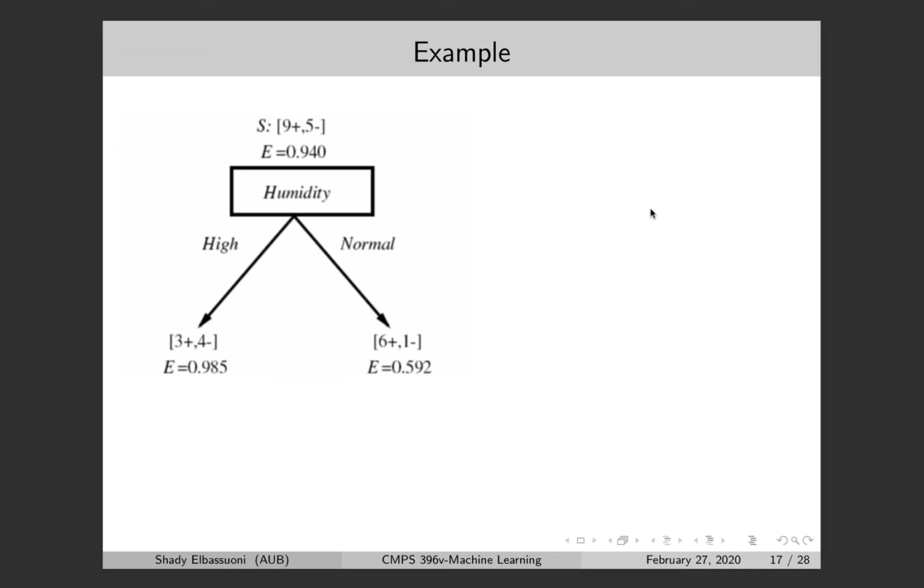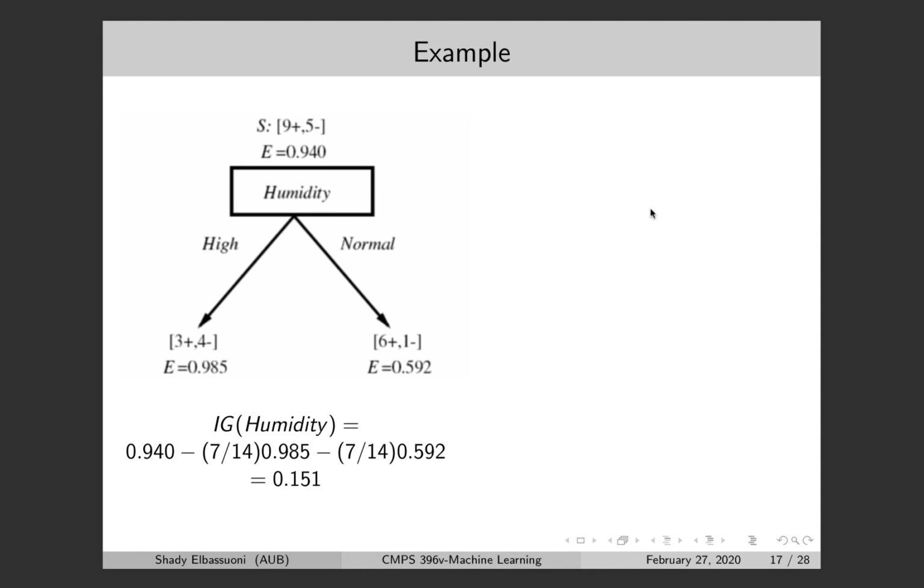Now, humidity has two values, high and normal. If I look at high, so when humidity is high, I have 3 examples plus and 4 minus, and the entropy would be minus 3 over 7 log 3 over 7 minus 4 over 7 log 4 over 7. That's 0.985. And when it's normal, the entropy is 0.592 because I have 6 examples plus and 1 minus. So the entropy in this case is lower because I have a more pure split, or a more pure node.